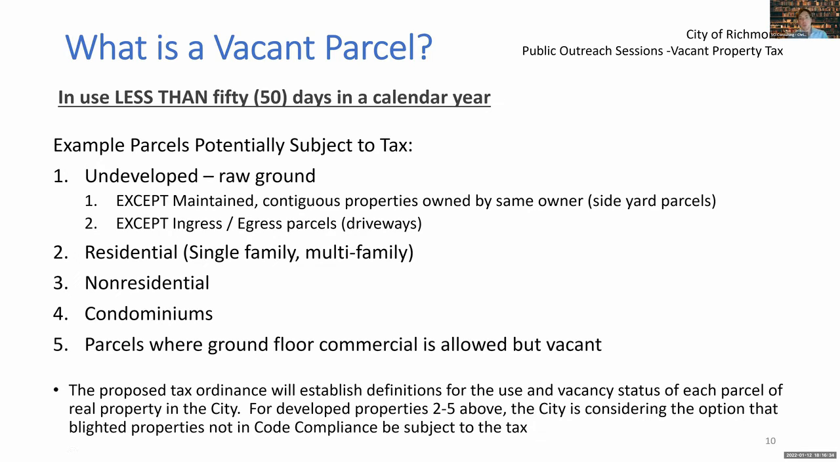A vacant property would include an undeveloped parcel. There's no building, no structure. Essentially, it's raw ground, your classic vacant lot. There's a couple of exceptions to that notion. There are certain property owners who own a home that they live in, and there's a parcel contiguous to the property that's used as a side yard. So that type of property could potentially be excluded from a vacant property tax, as well as properties that may serve as ingress and egress, such as driveways.